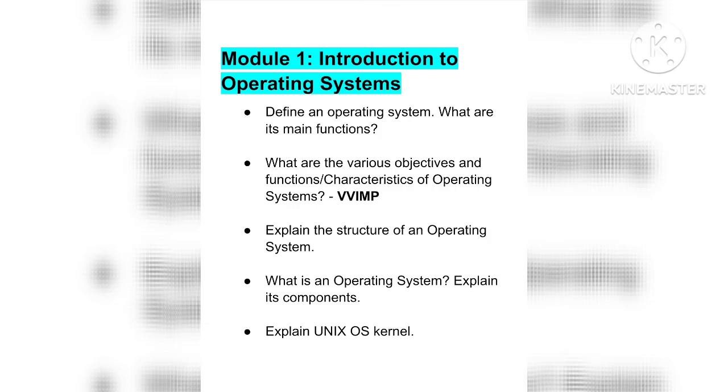So, what are the main components of an OS? They include the kernel, file system, device drivers, user interface, and system libraries. Speaking of kernels, let's briefly explain the Unix kernel. The Unix kernel is the core part of the Unix OS. It manages processes, memory, file systems, and hardware communication.